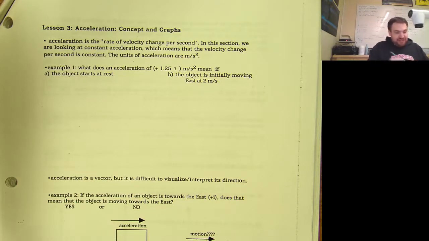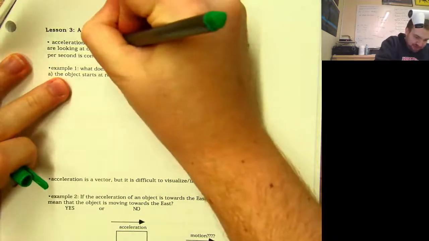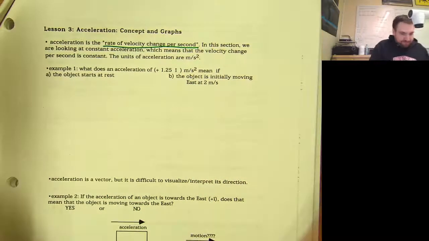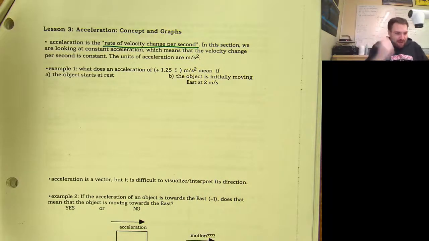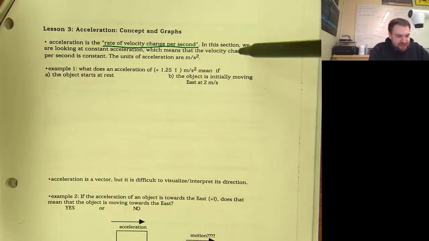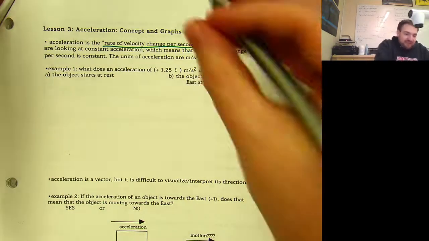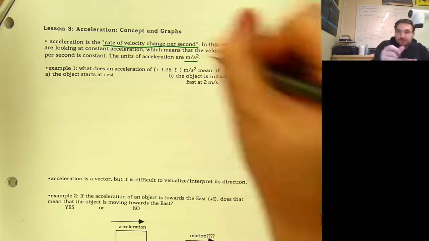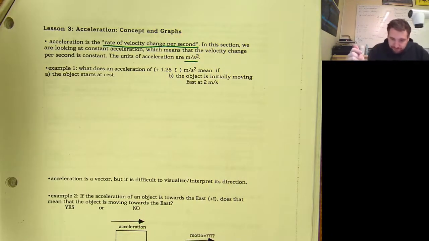So acceleration is the rate of velocity change per second. In this section, we're looking at constant acceleration. We won't look at anything other than a constant acceleration in Physics 12. This means that the velocity change per second is constant. Units of acceleration are meters per second squared.